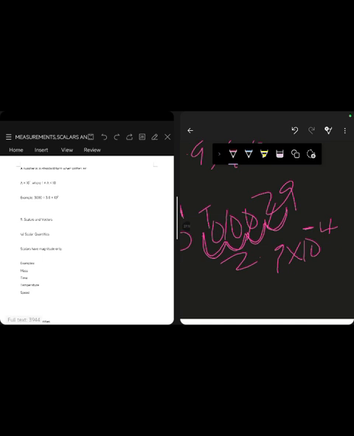Then we now have scalars and vectors. What are scalar quantities? Scalar quantities are quantities that have magnitude.